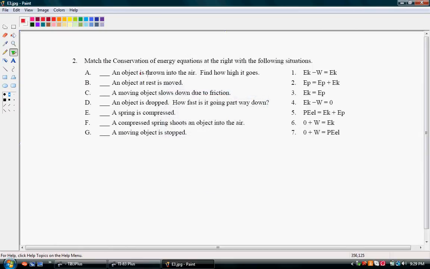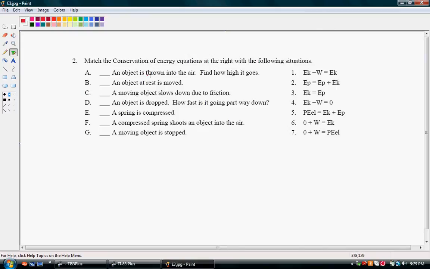Okay, here it wants us to match the conservation of energy equations at the right with the following situations at the left. So this might look a little bit confusing, but let's go ahead and start analyzing, and hopefully it'll make a lot more sense.